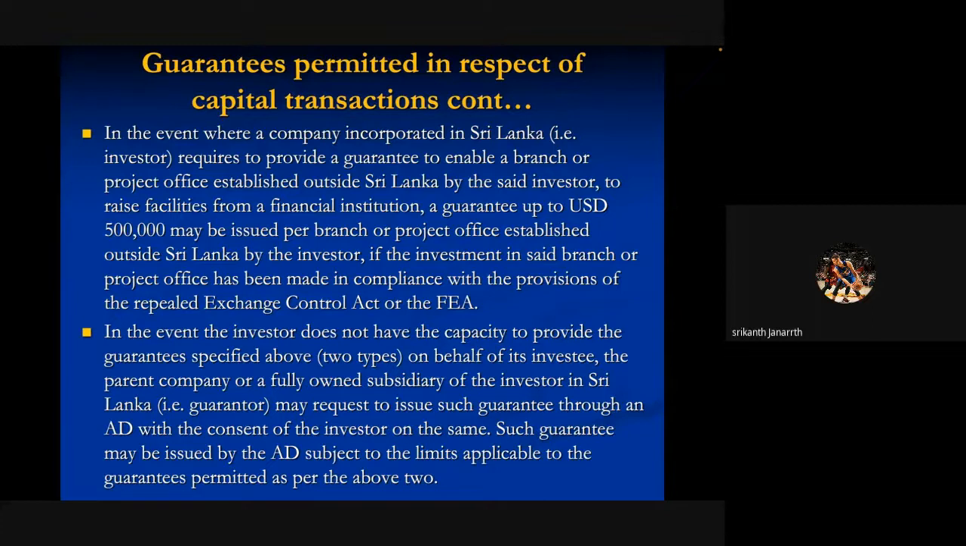Say in the event the investor, Alis, does not have the capacity to provide the guarantee in both occasions. They can't support the Bangladesh operation, they can't support the Mali operation. Both guarantees they are unable to issue, right? Then, on behalf of the investee, the parent company or fully owned subsidiary of the investor in Sri Lanka. Suppose, say, the Alis company, what I told you is Alis, but there is a group.